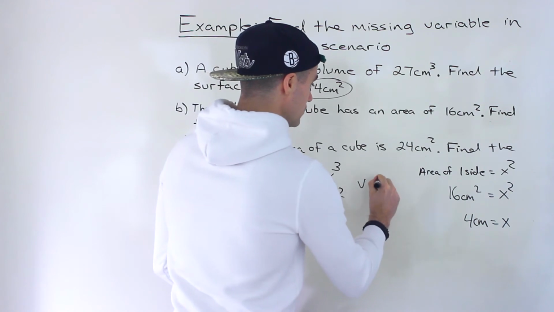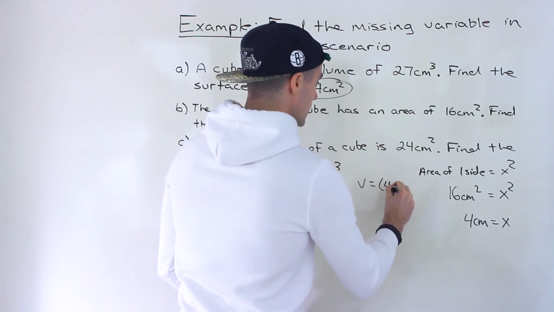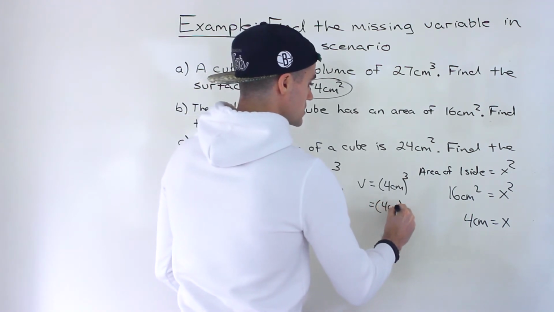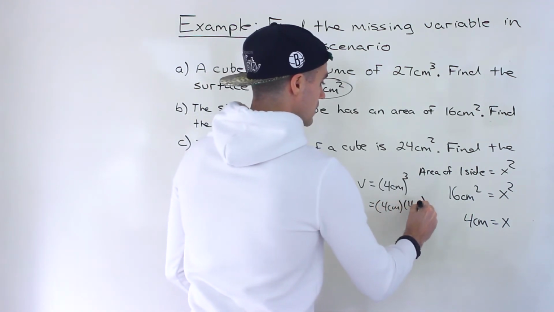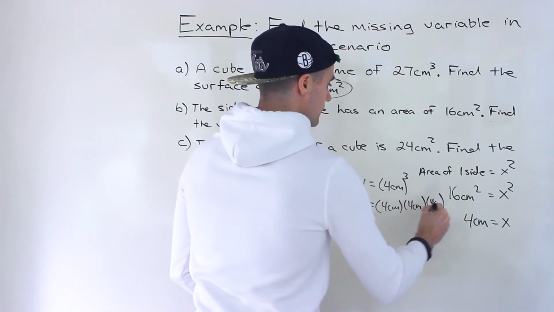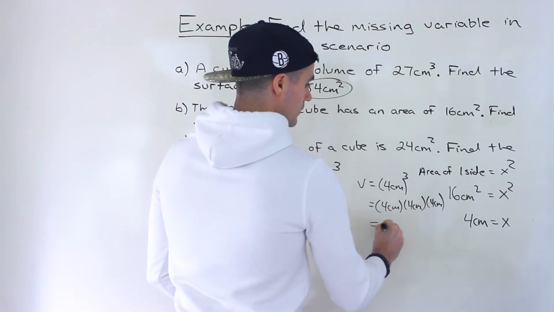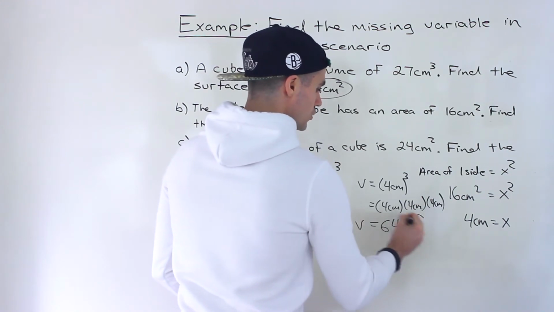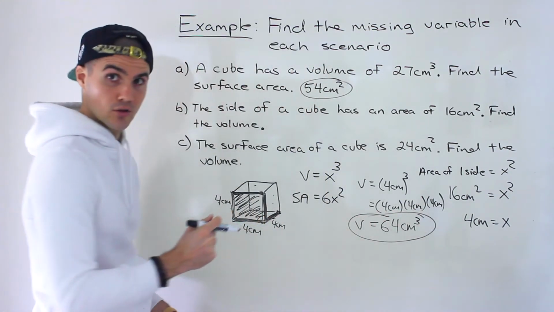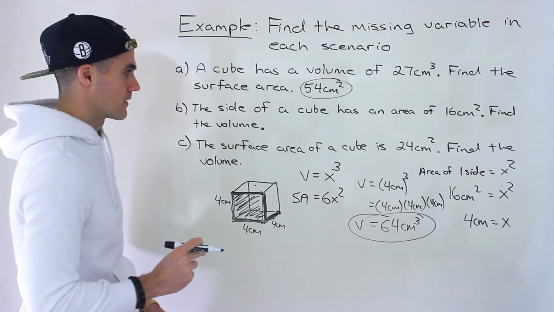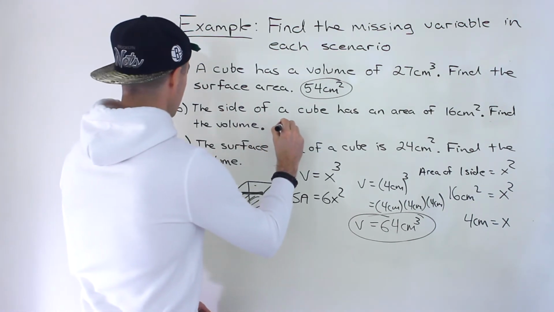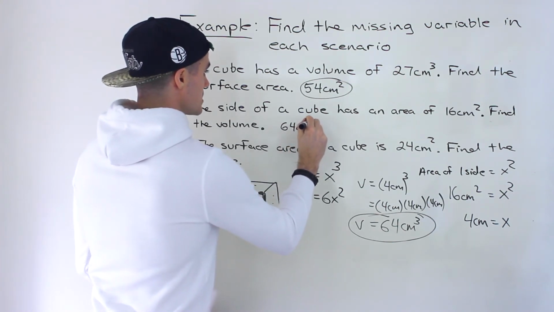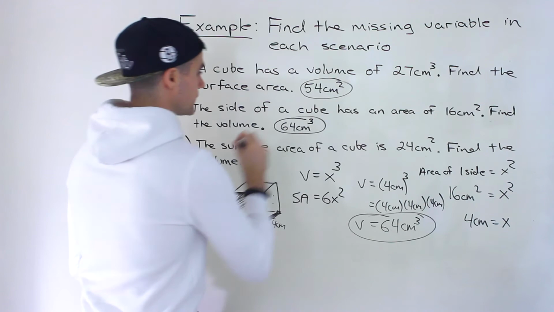So we'd have the volume equaling 4 centimeters to the power of 3. We could rewrite that as 4 centimeters times 4 centimeters times 4 centimeters. And then if you do that in your calculator, you'd end up with 64. And that would be centimeters cubed, cubed because we're dealing with volume, which is 3-dimensional. So in this particular case, in part B, we got 64 centimeters cubed.